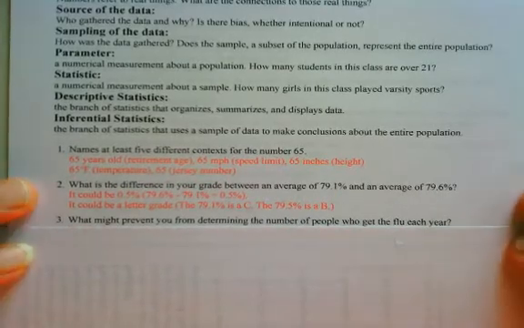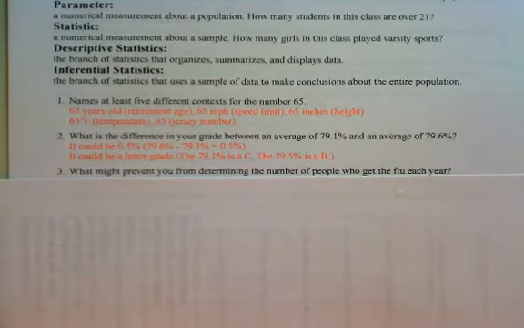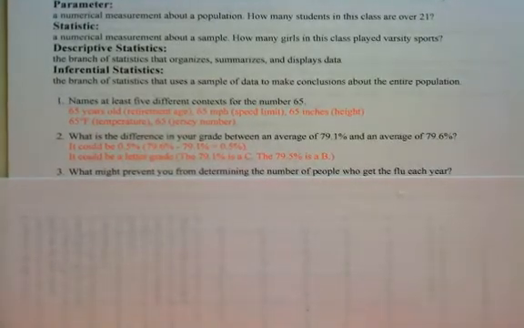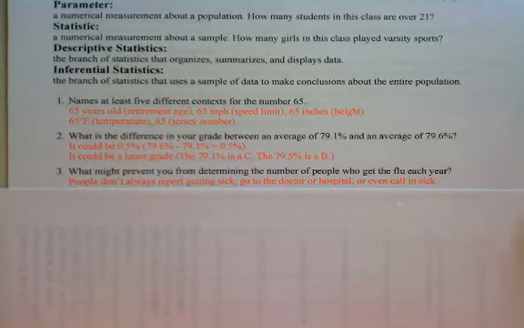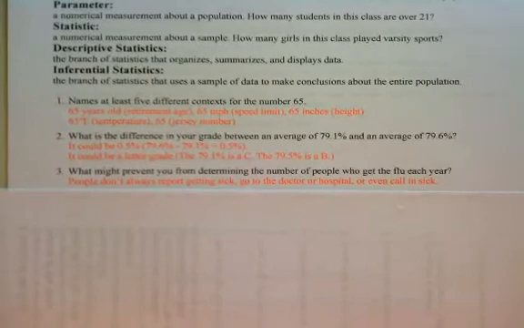All right. Now, one of the things when you are collecting data is, of course, there are things that might get in the way of you having accurate data. So, for example, what might prevent you from determining the number of people who get the flu each year? Well, people don't always report getting sick. They don't always go to the hospital or even call in sick, especially if they are in a job in which they don't really have sick leave or they can't just take off. They might lose their job if they called in sick.